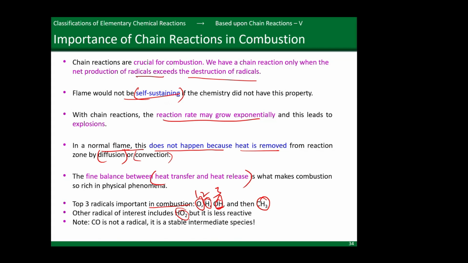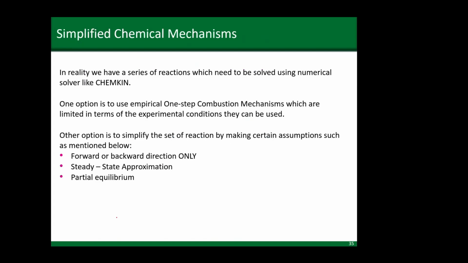Okay. Now, when we talk about chain reactions and chain carriers, we did use the word intermediate, but not all intermediates are reactive, right? So CO is not a radical, it's carbon monoxide, it's a stable molecule, but all the others, O, H, OH, CH3, are radical species. They are intermediates, of course, they form in between, but they are also unstable species, and therefore they cause the reaction rate to increase. All right, so that is about different kinds of chain reactions.